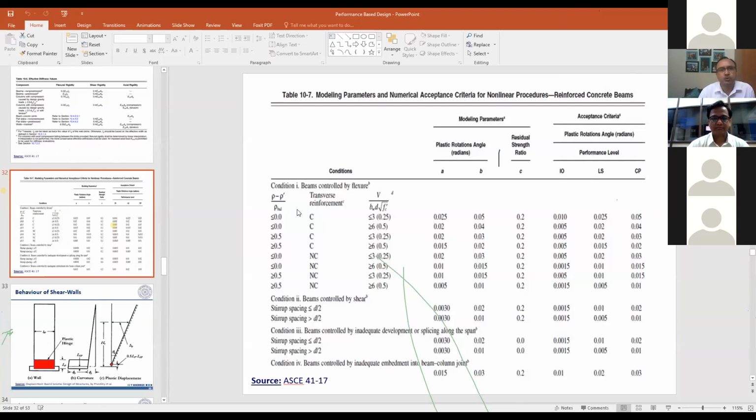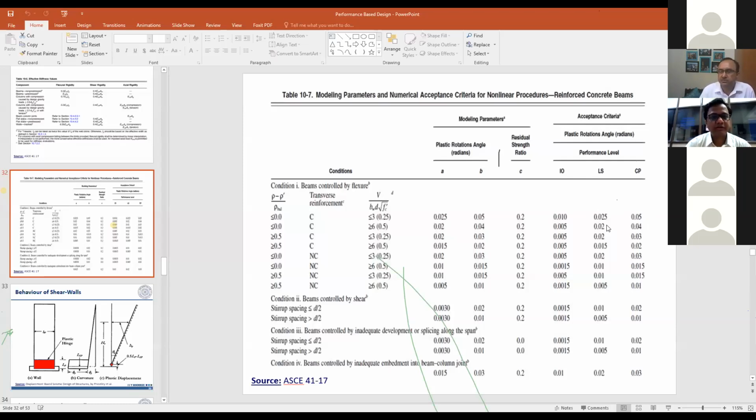So you have to read the row corresponding to your design: rho minus rho dash by rho balance, whether it is conforming transverse reinforcement or not, and the shear. Based upon that, you can read the plastic rotation from here corresponding to the targeted performance level. Once you know the plastic rotation, you can calculate the ductility, because the ductility is ultimate rotation divided by yield rotation, and ultimate rotation is yield rotation plus plastic rotation, and plastic rotation is given from here. So you can back calculate the ductility from this rotation.